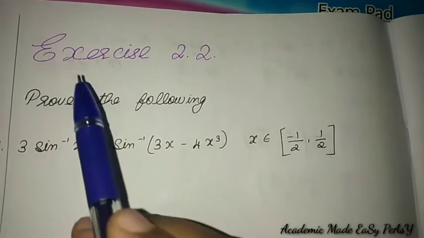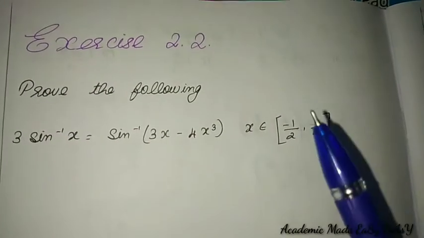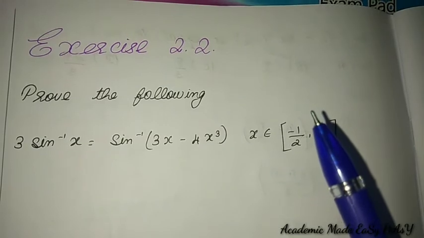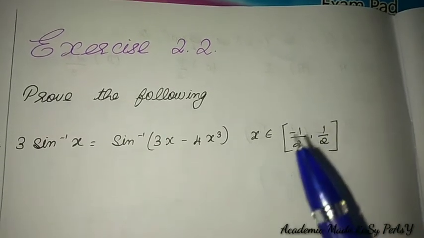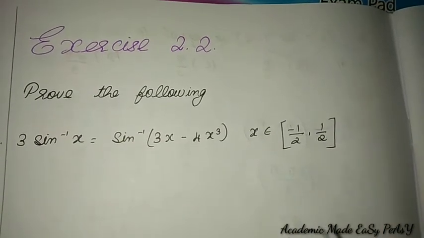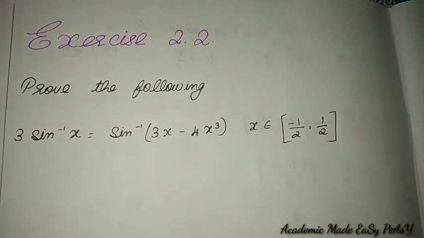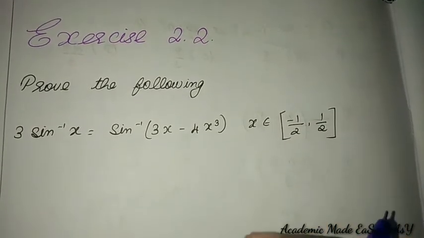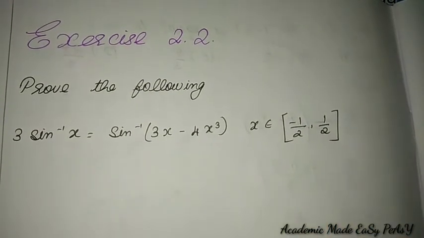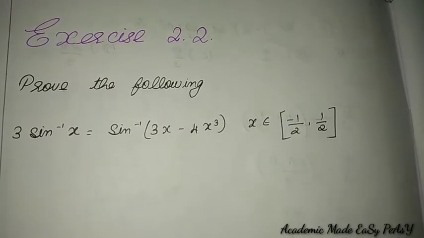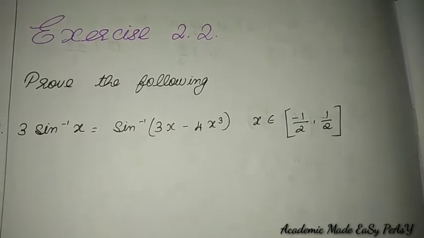In this video, we will be learning exercise 2.2 from the chapter Inverse Trigonometric Functions. In this exercise, we will be working with the elementary properties which I taught you in the introduction part. We will be applying all those properties to prove, find or simplify the given problems.